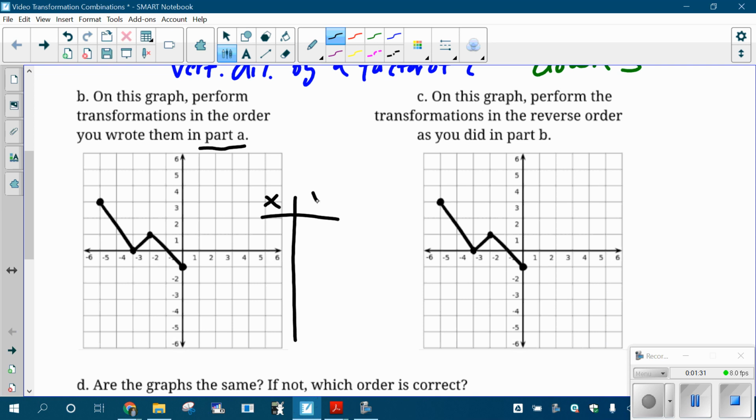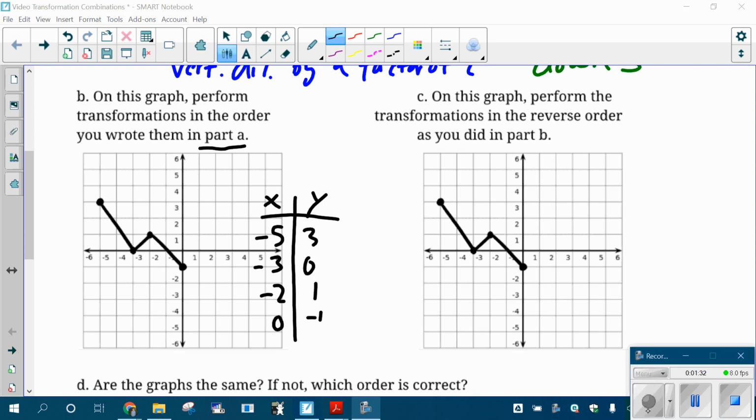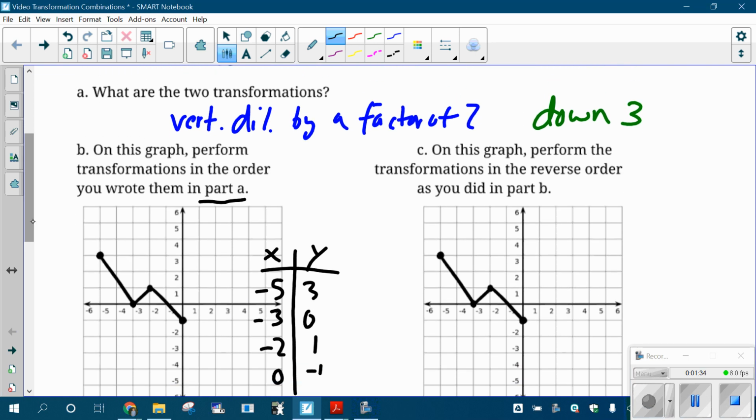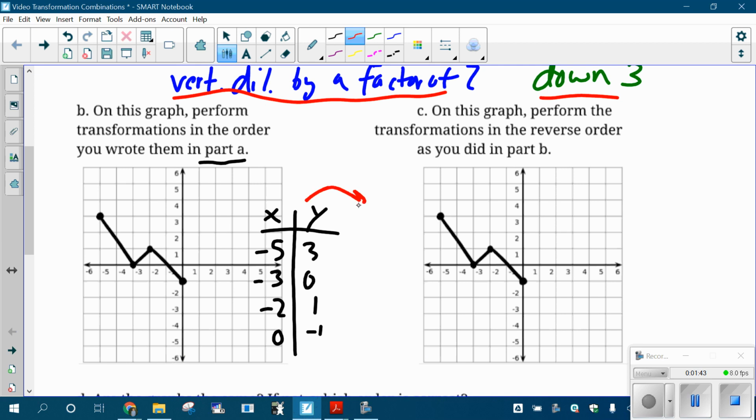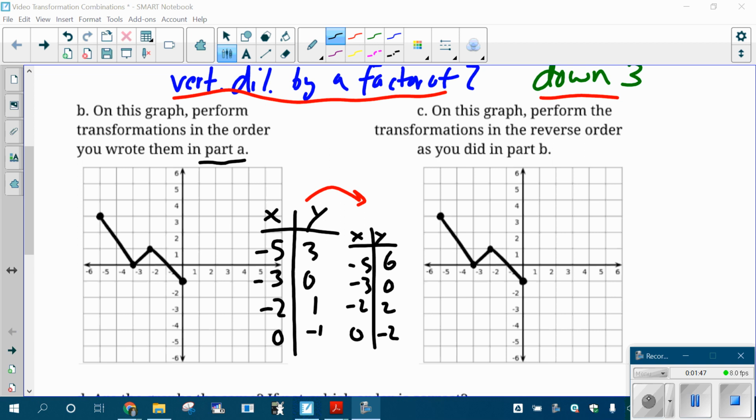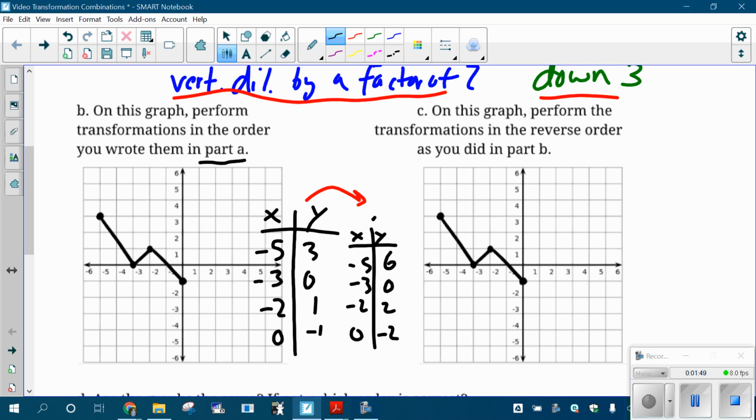Okay, so let's make a little table with the coordinates. Okay, and let's do these transformations. These are both vertical transformations, so they're both affecting the y coordinate. A vertical dilation by a factor of 2, well, my y's are just going to get twice as big. So let me make that table. Check. Down 3, my y's are just going to get subtracted by 3. Again, my x's are staying the same because these are vertical transformations. Here is my ending table.